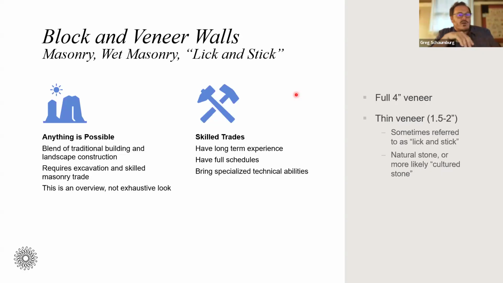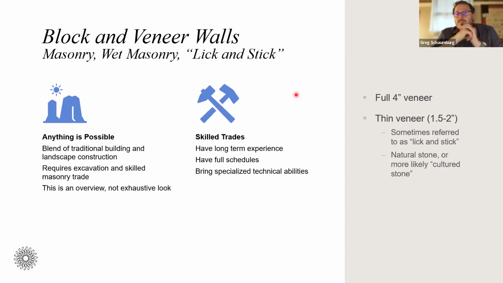So when you're talking about block and veneer walls, really anything is possible. It tends to be a blending of traditional building and landscape construction. So if you can think of it, if you can imagine it, if you can engineer it, you can build it. And it requires a lot of excavation and some skilled masonry trades. It requires oftentimes engineering and stamp drawings too. And so this is not going to be an exhaustive look, but it's going to be a little bit more of an overview as we go through it.